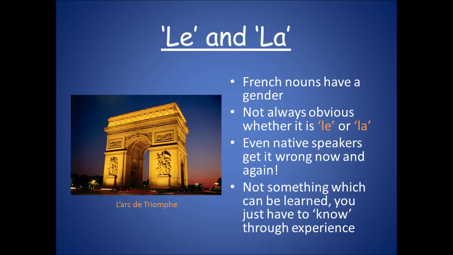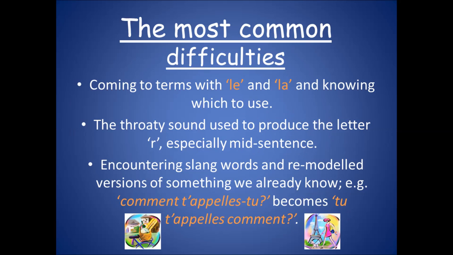Okay, le and la. Now this can be quite tricky. It's still tricky for people who've been learning a language for 10 years, 15 years, and it's quite tricky for the natives as well sometimes. Some people get it wrong on a daily basis. Some people now and again will get stuck on which one it is. So every French noun has a gender, which means that every noun is either classed as masculine or feminine, which is something obviously that we don't have. Now, it's not always obvious whether it's le or la, and it's something that you can't learn. There's no rule behind it. You just have to know it through experience by using the language as often as you can, practicing it as often as you can, and hopefully you'll be able to remember when it comes down to it.